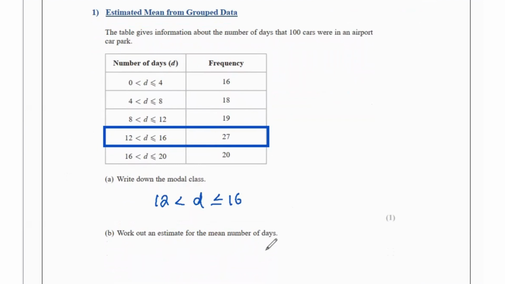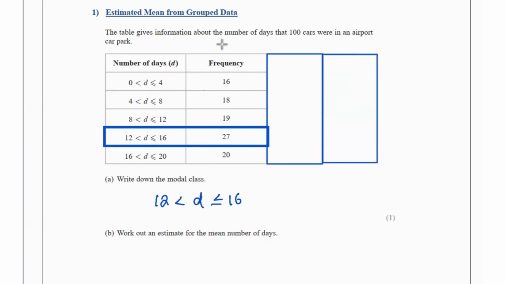Then it says work out an estimate for the mean number of days. So for the mean number of days, first we need to find the midpoint of our class intervals. Why do we need to find the midpoint? Because we have these intervals, we don't have an exact value for the number of days for each category. So we need to find the midpoint for each of these class intervals, use that as the x value, multiply it with the frequency, and then add it up.